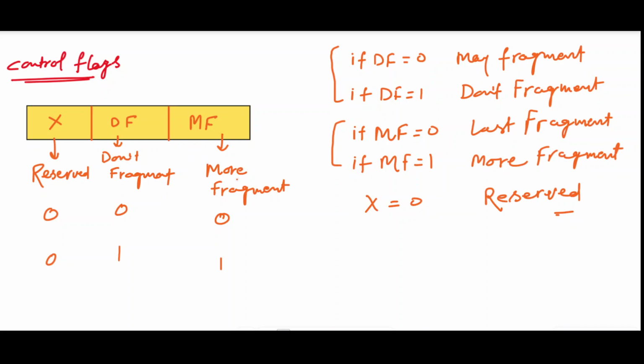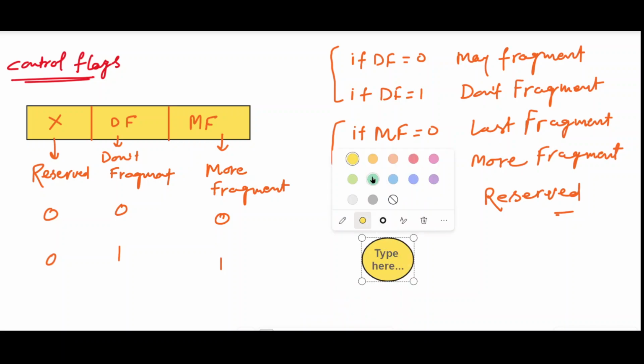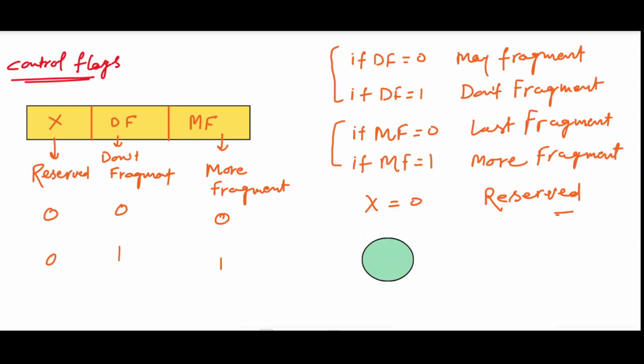Now here we will tell you about some interesting concept. Suppose this is a router. This is router 1 and this is router 2. Clear? Here the sender will send a packet on the basis of the MTU of a receiver.